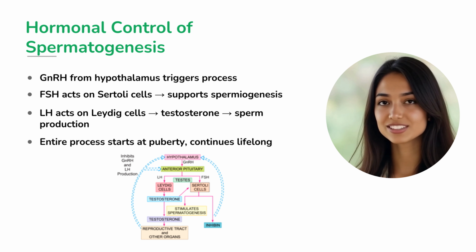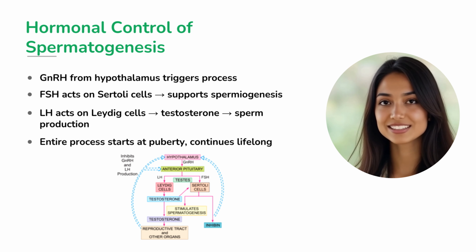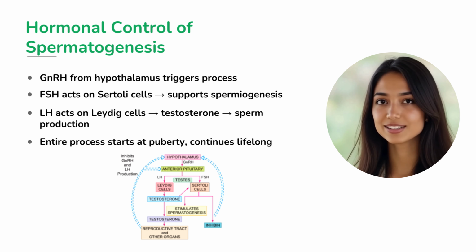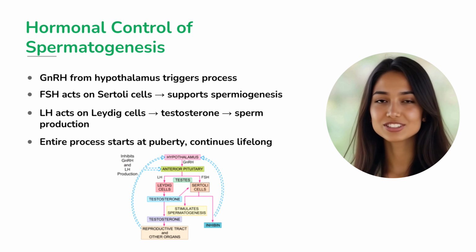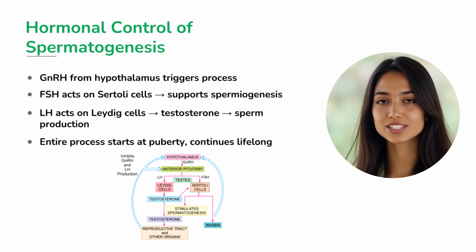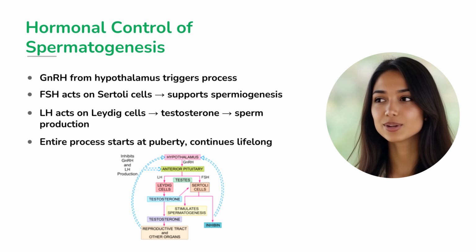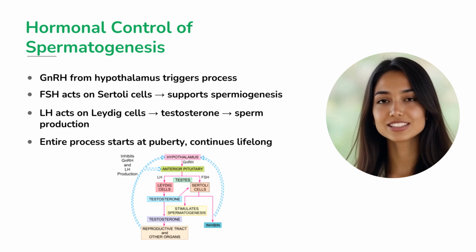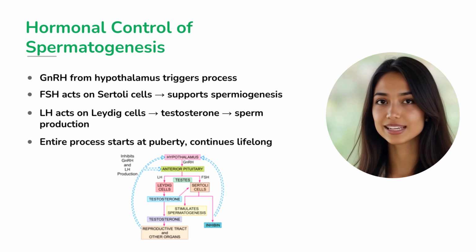Spermatogenesis is regulated by the hypothalamic pituitary gonadal axis. The hypothalamus releases GnRH, gonadotropin-releasing hormone. GnRH stimulates the anterior pituitary to secrete FSH, follicle-stimulating hormone, which acts on Sertoli cells to support spermiogenesis, and LH, luteinizing hormone, which acts on Leydig cells to secrete testosterone, stimulating sperm production. This hormonal balance ensures continuous sperm formation starting from puberty.